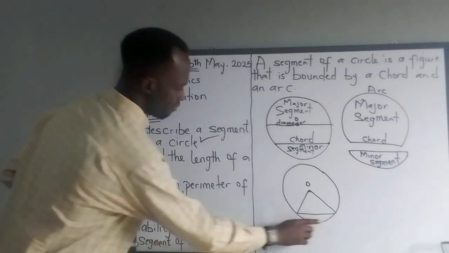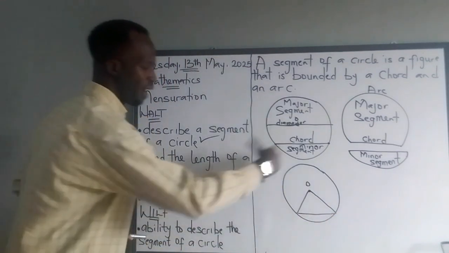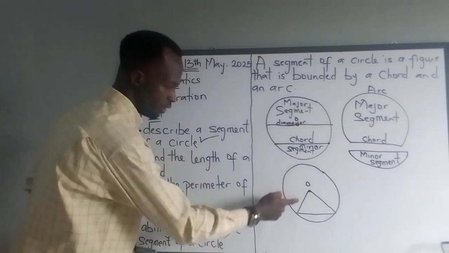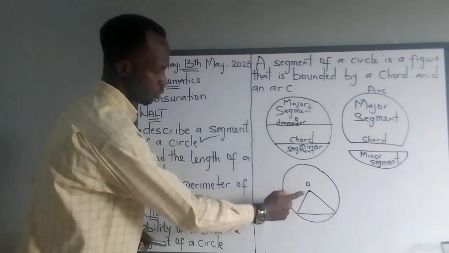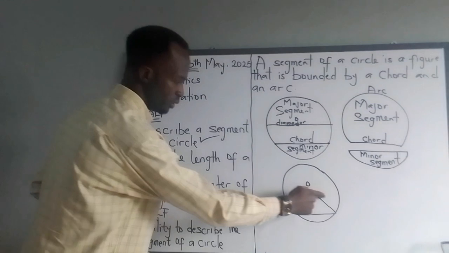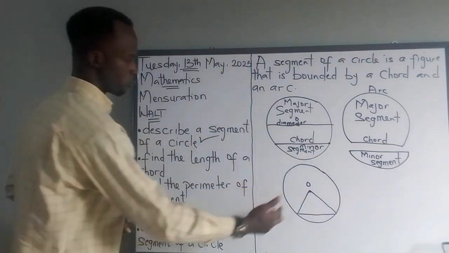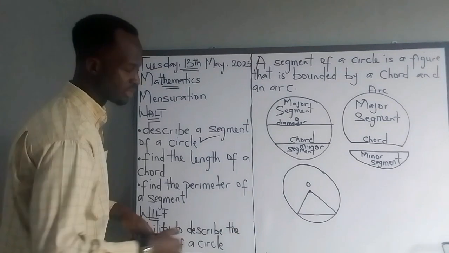So here we have a chord. But then as part of circle geometry, there is radius, right? So radius on this part, radius on the other side. So we have drawn two radii to the chord, right?